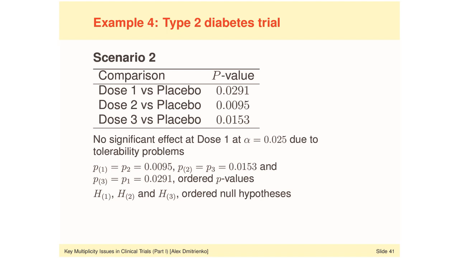4, type 2 diabetes trial example. We will consider a different set of treatment effect p-values. It will be labeled scenario 2, but the general structure of this table and also the notation at the bottom of the table is very similar to what we have seen before.